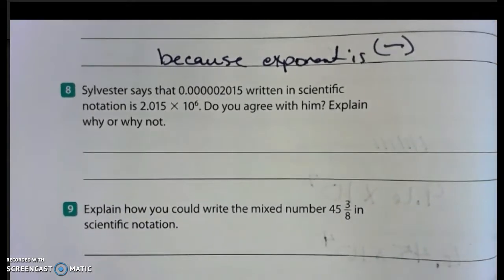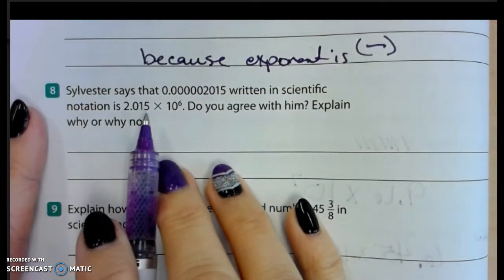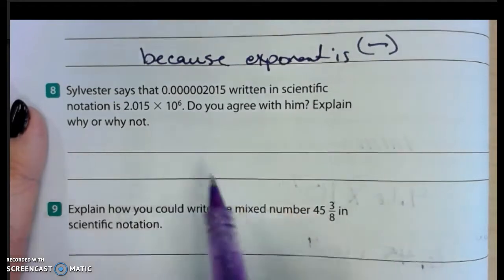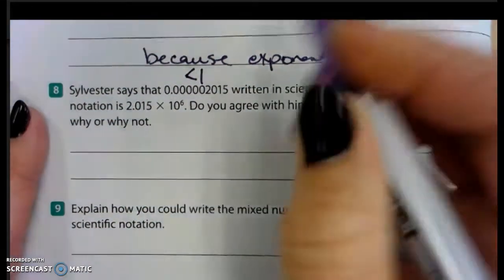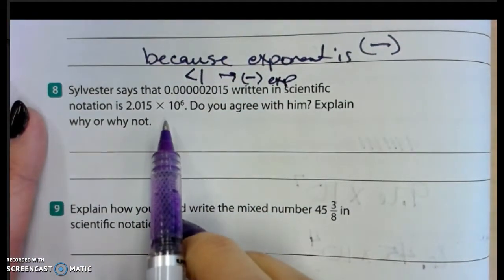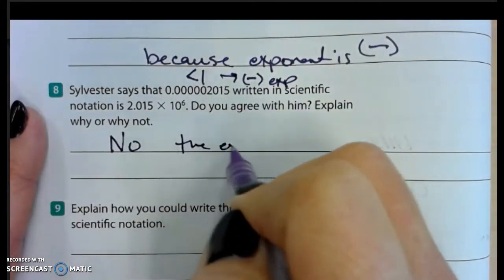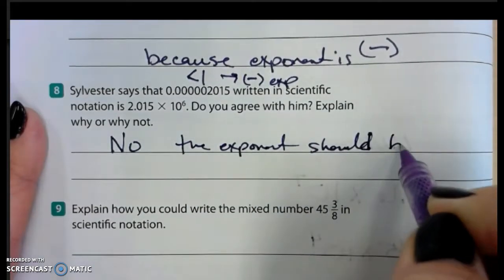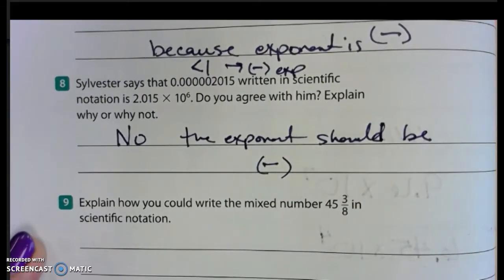Number 8. Sylvester says that this number, written in scientific notation, is 2.015 times 10 to the 6th. Do you agree with him? Now, when you look at this number, you should see a number that's less than 1. Numbers that are less than 1 should have a negative exponent. Sylvester gave it a positive exponent. I do not agree with him. No. The exponent should be negative. Okay, the exponent should be negative.